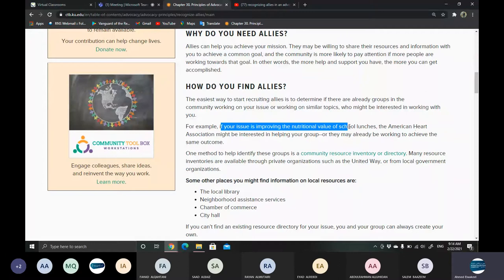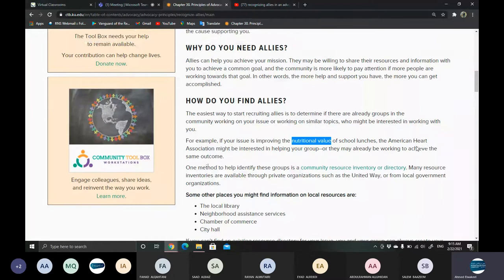Like the example here, if your issue is improving the nutritional value of school lunches. So regarding food that is being provided at a school, consequently, I can ask the American Heart Association, because their whole work and business is how to improve the heart regarding the food and what are the nutritional values that we get inside our food, especially for kids at school. Consequently, they can just help you like that. If you went to them, and I'm trying to make a campaign about the nutritional values, they will definitely help you and also provide you with the scientific information. So you just need to study your ground and later start to identify your allies.